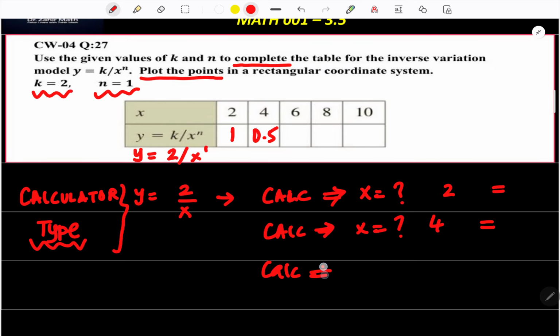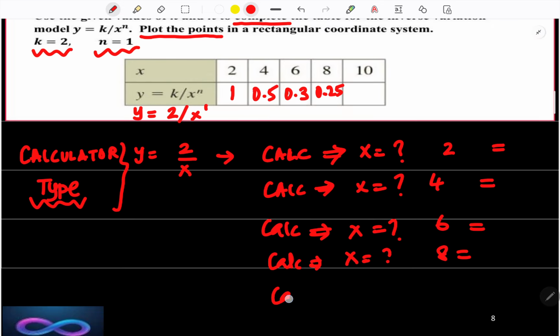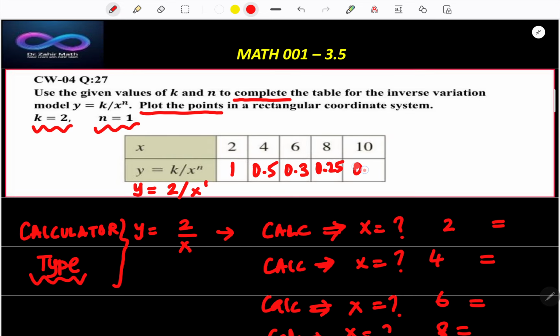Again press calc. Again it will ask question mark. So you press 6, press equal. You will get 1 by 3, which is 0.3. Again calc. Press x is equal to 8, press equal. It will give you 1 by 4, which is 0.25. Again press calc and then press x equals 10, press equal. You will get 0.2.